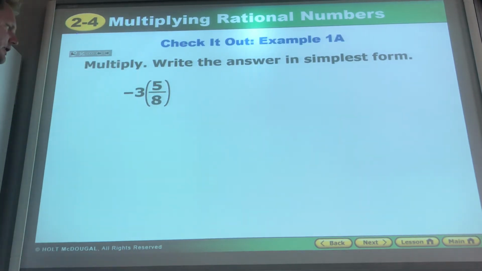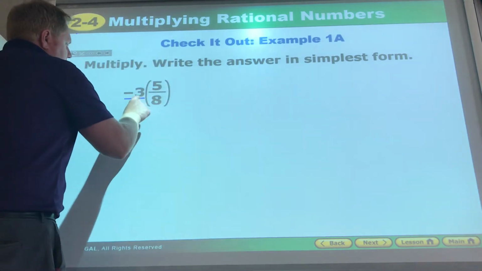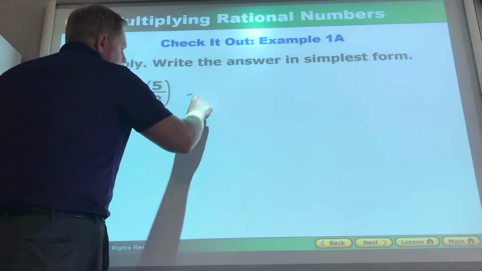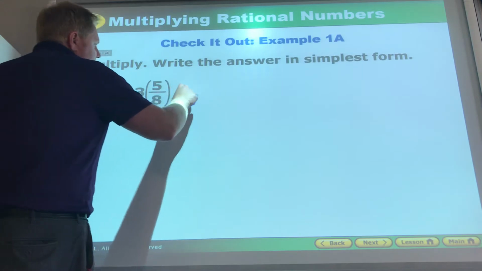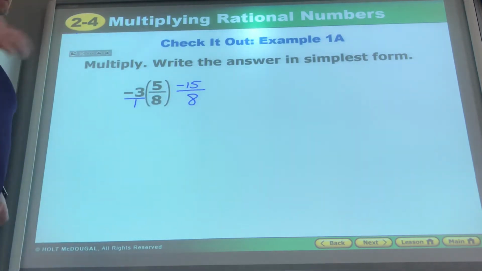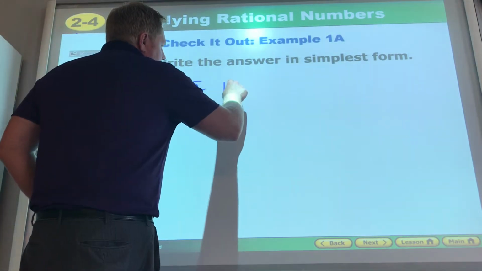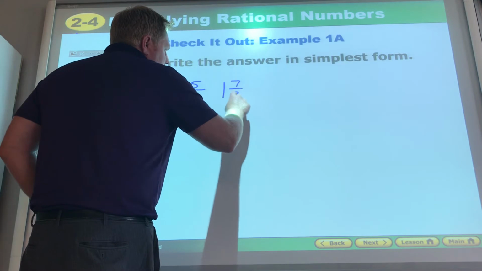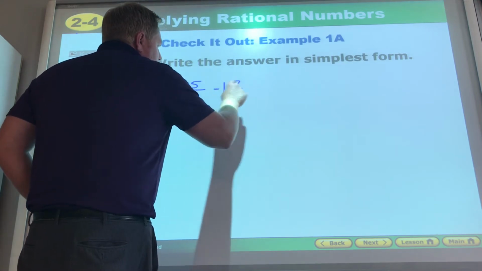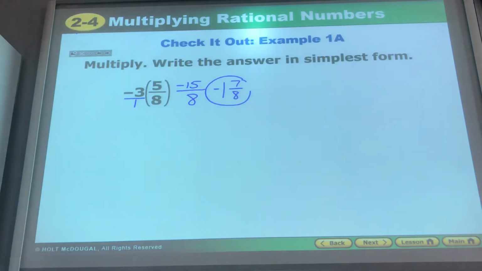Here again, I'm going to save a step. I'm simply going to put negative 3 over 1. That means negative 15 over 8. Hopefully some of you are getting to the point where you can kind of think this out in your head. That means I have 1 and 7/8, knowing it is a negative 1 and 7/8. That is what we need to remember.